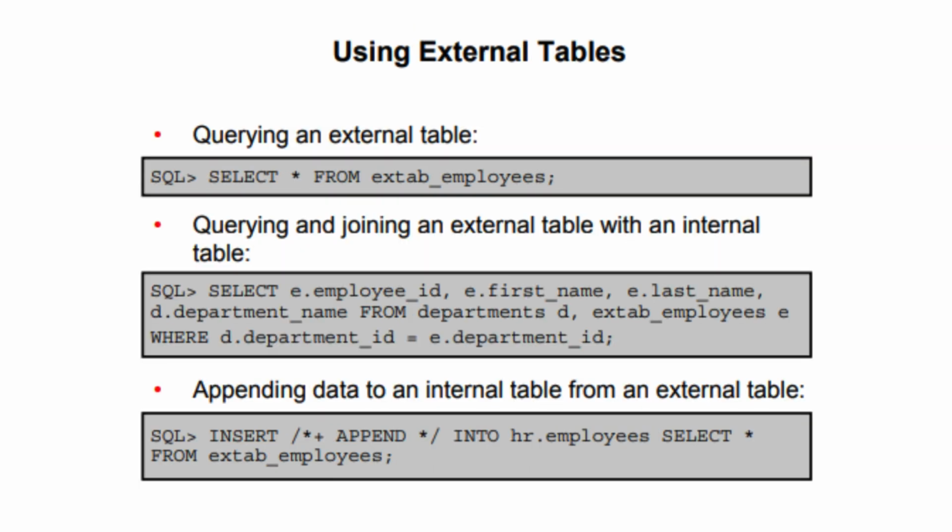External tables are queried just like internal database tables. The first example illustrates querying an external table named xtab_employees and only displaying the results. The results are not stored in the database. The second example shows the joining of an internal table named departments with an external table named xtab_employees and only displaying the results. The third example in the slide illustrates the direct appending of an internal table data with the query and load of data from an external table.